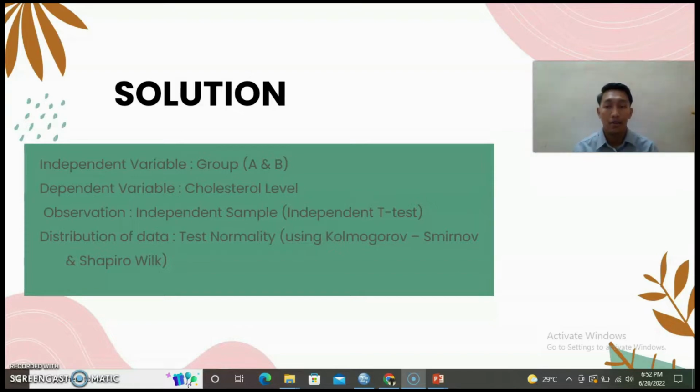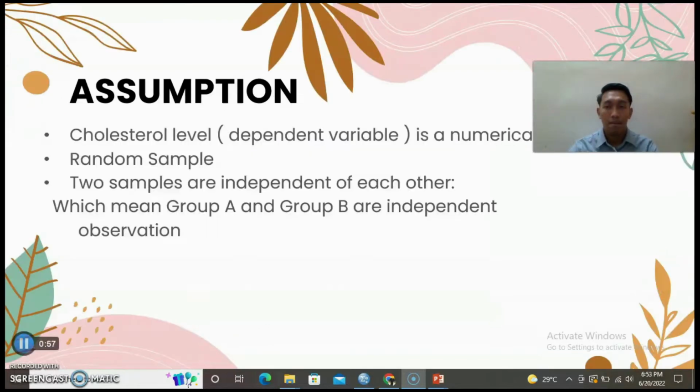For the distribution of data, we use the test of normality, which is the Kolmogorov-Smirnov and Shapiro-Wilk. For the assumptions, the first point is that cholesterol level, the dependent variable, is numerical data. The second point is a random sample. The last point is that the two samples are independent of each other, which means group A and group B are independent observations.